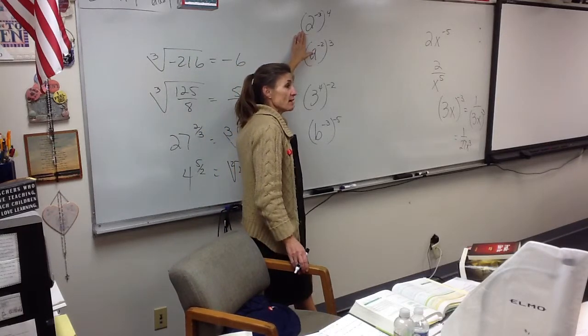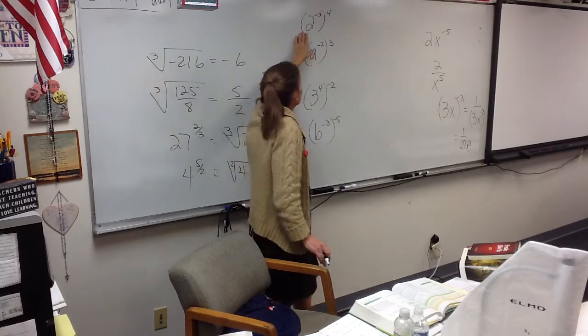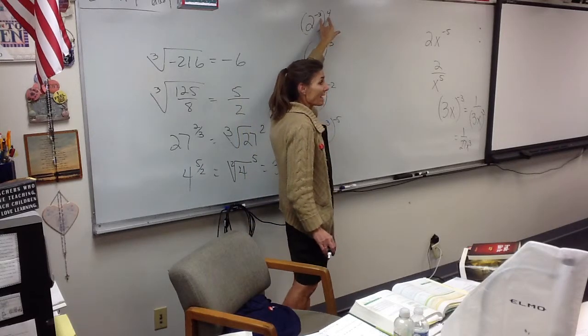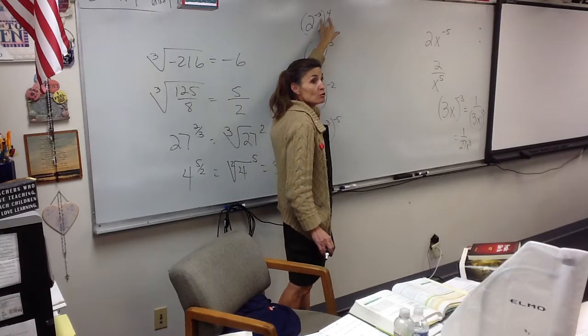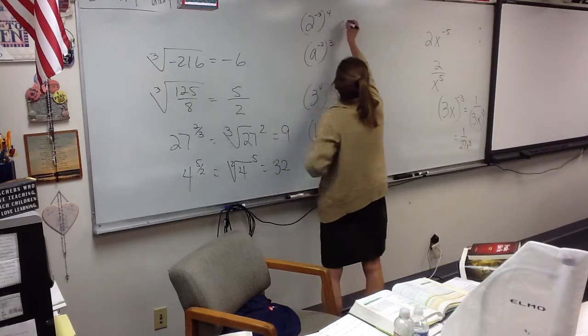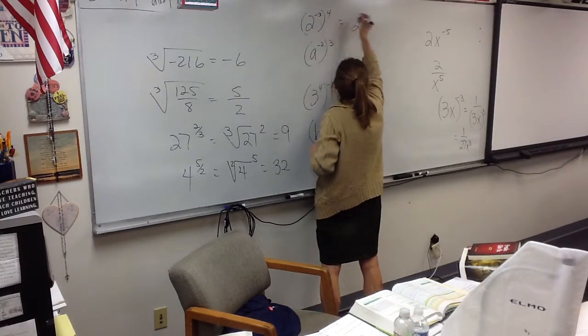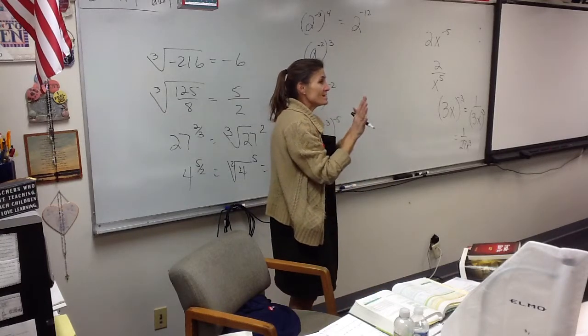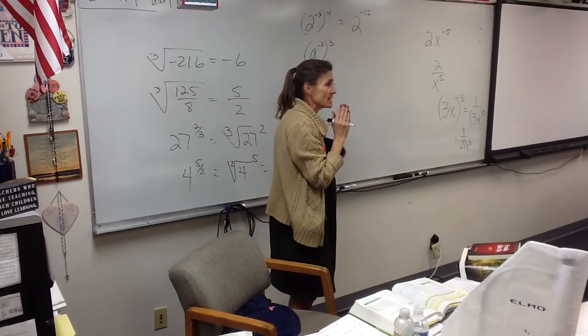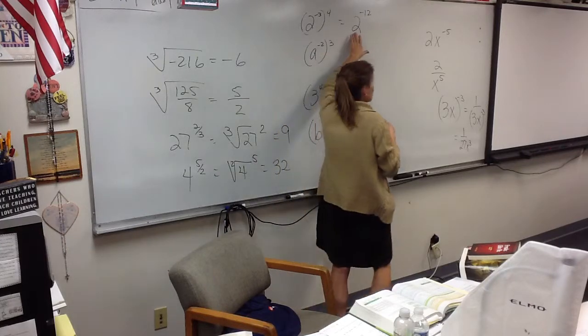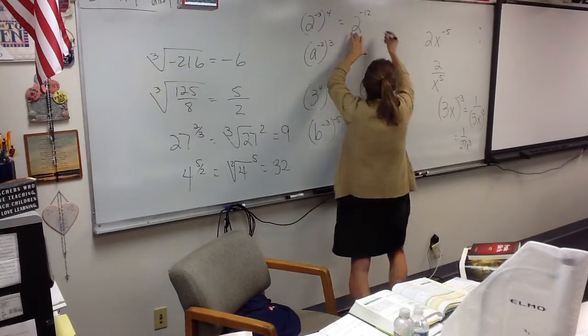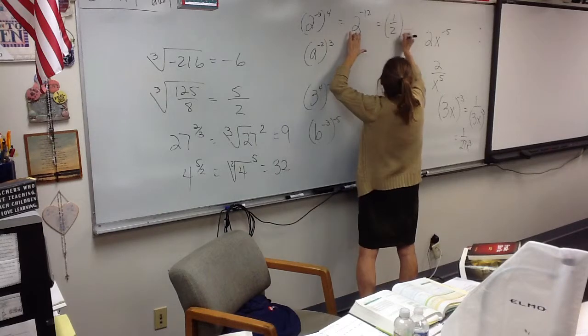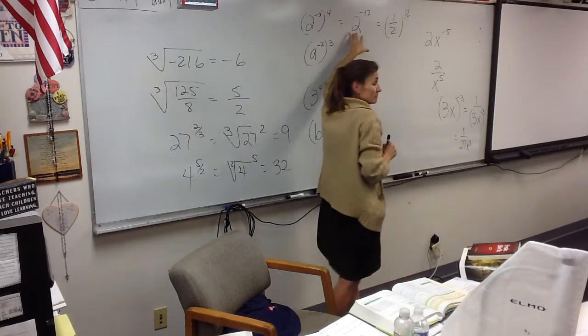These are your properties of exponents. Do you remember when you have back-to-back exponents? You multiply them. Very good. So that's going to be 2 to the negative 12. Wait a minute, what do negative exponents mean? Flip it. So instead of being 2, this is going to be 1/2 to the 12th.